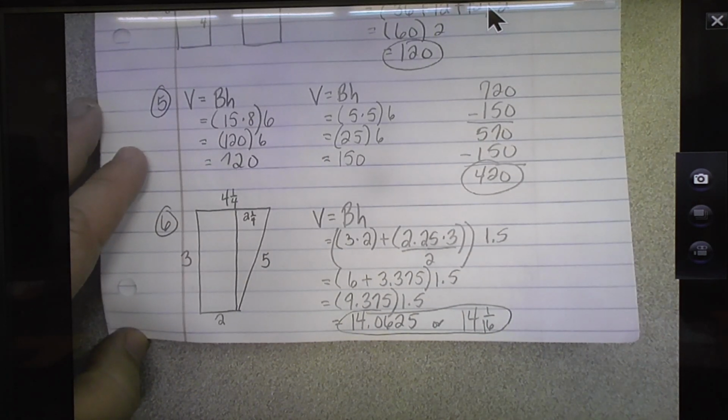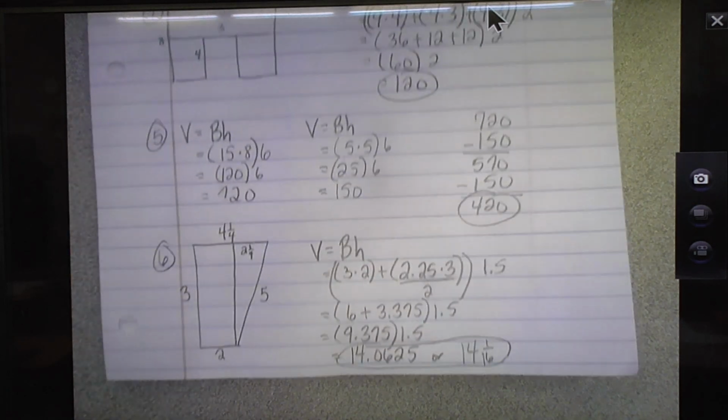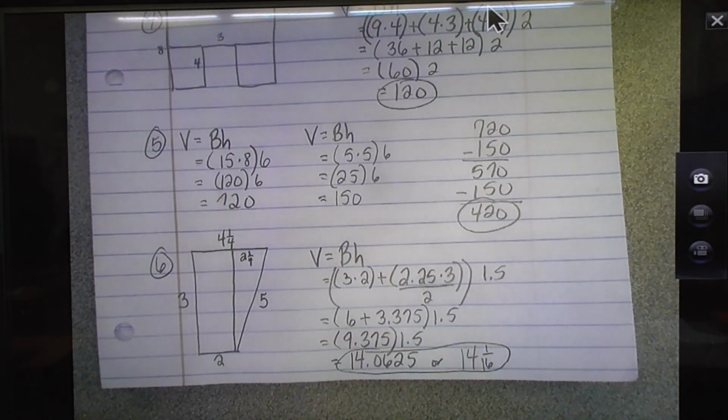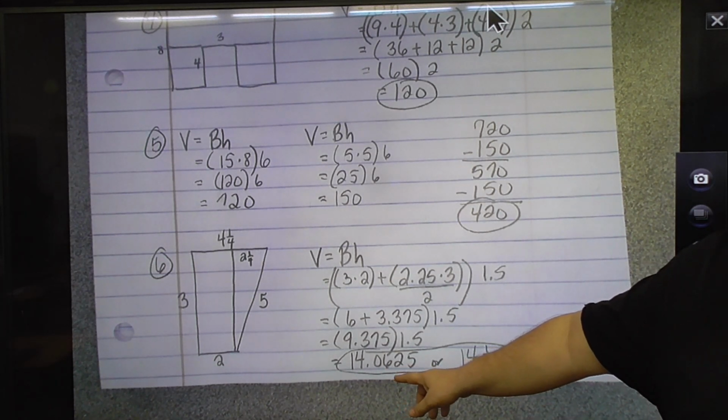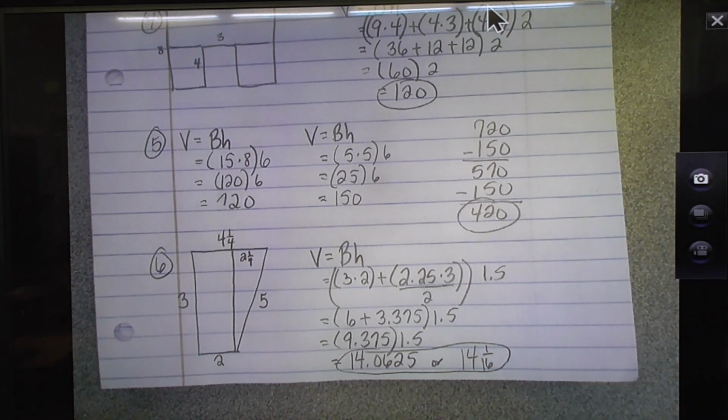Any other questions? No. Okay. Wait, we got homework. I'm sorry, how do you do 14 and 1/16? 14 and 14.0625 is the same exact thing. In your calculator, I want you to do 1 divided by 16. And on your calculator, it's going to say 0.0625, right?